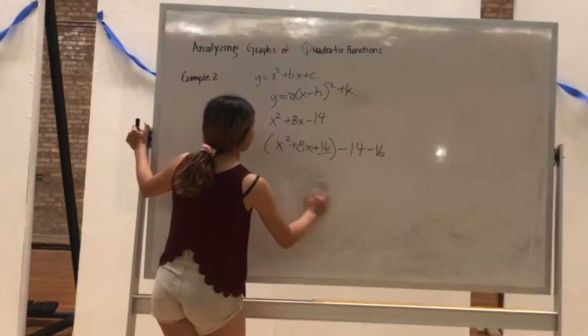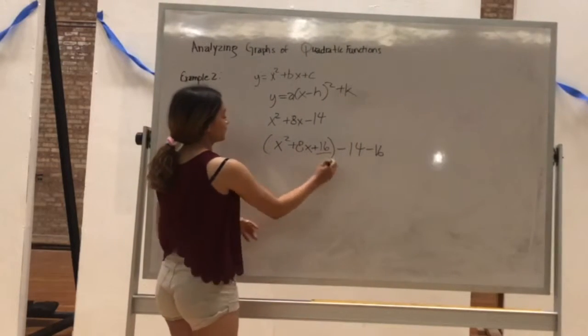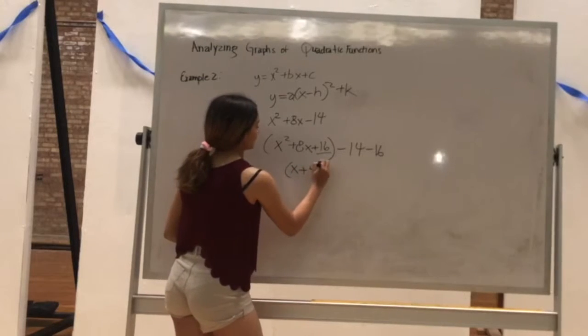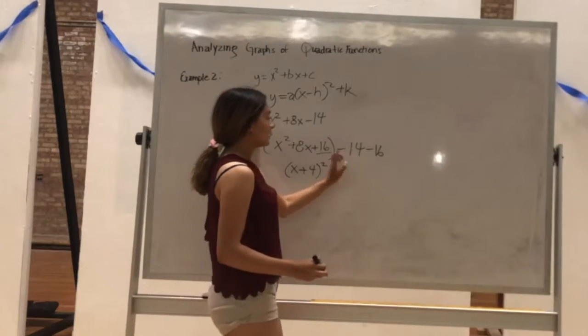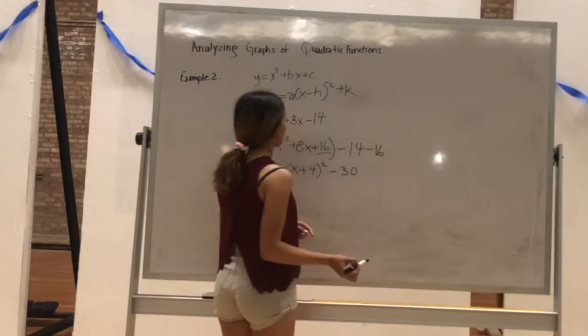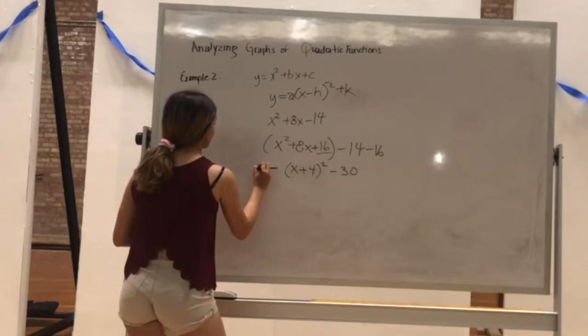Now, since this is a perfect square, we are able to factor it to (x plus 4) squared. And negative 14 minus 16 is negative 30. So this is in vertex form.